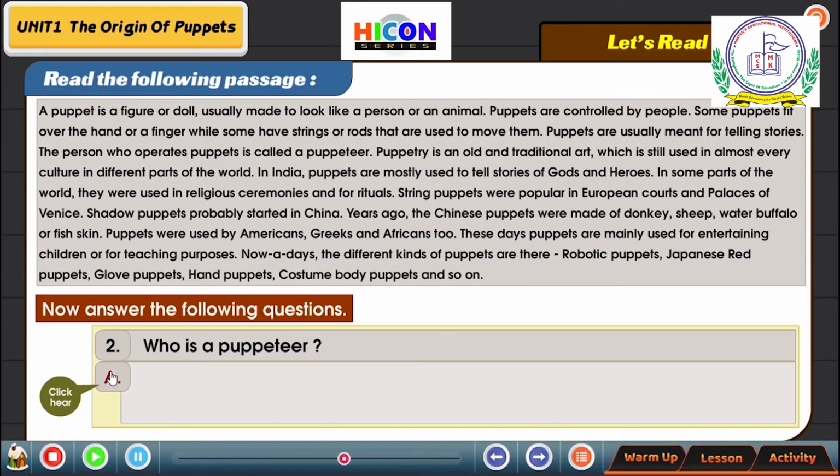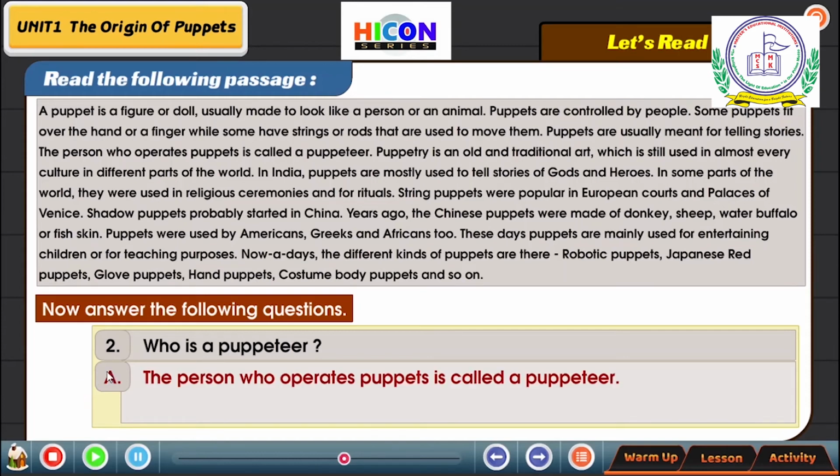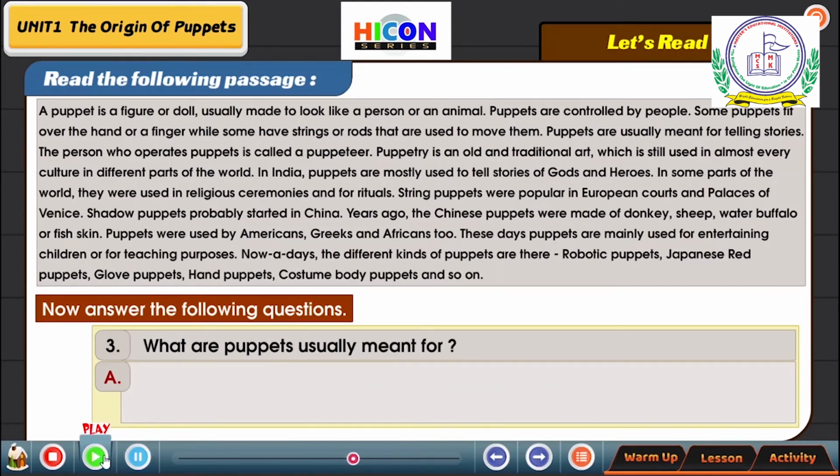Now, who is a puppeteer? A person who operates puppets is called a puppeteer. So a person who controls the puppet is called a puppeteer, right? Third question. What are puppets usually meant for? Means what are puppets usually made for? Puppets are usually meant for telling stories.